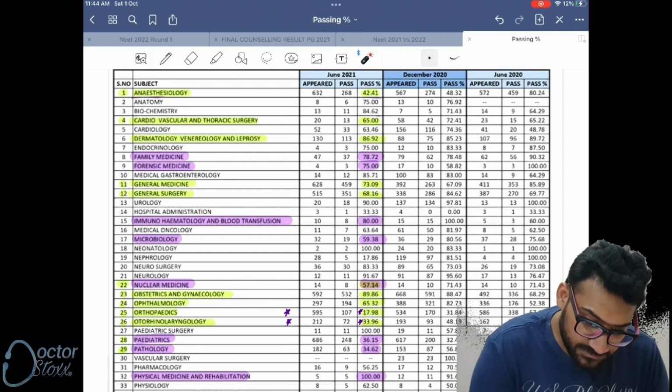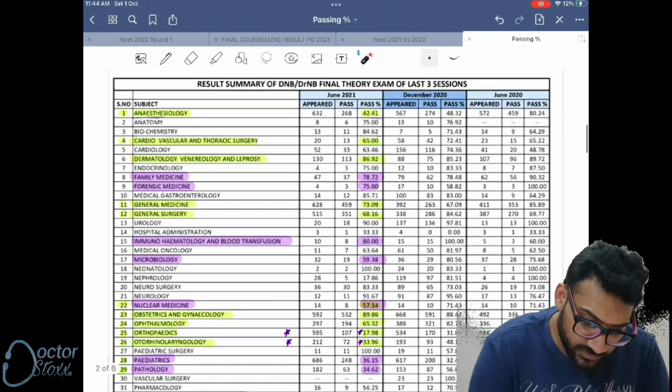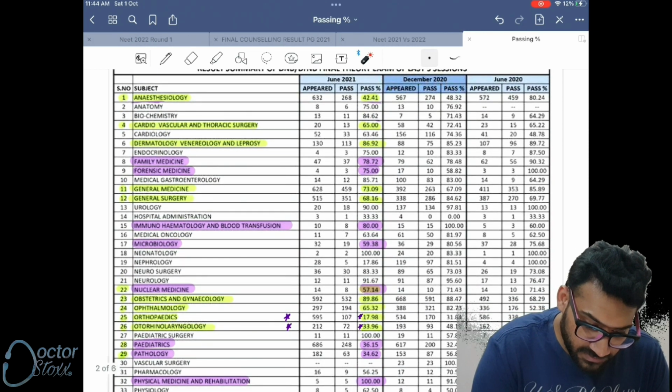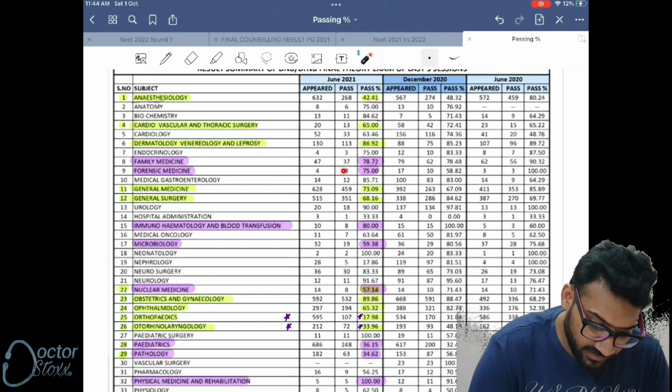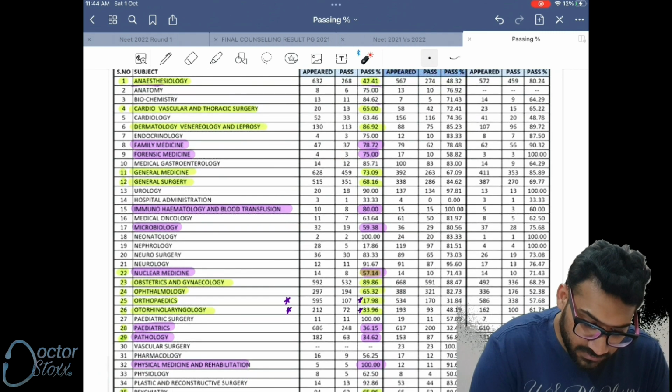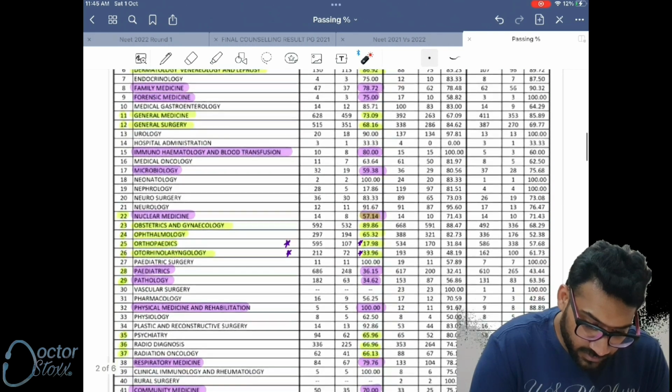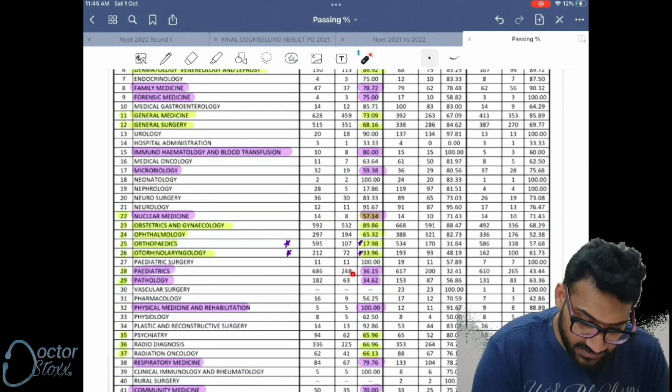Its passing percentage of theory in June 2021 is 78%. For forensic medicine it is 75%. For immunohematology and blood transfusion it is 80%. For microbiology it is 60%. For nuclear medicine it is 57%, for pediatrics it is less, 36%, and for pathology it is 34%.